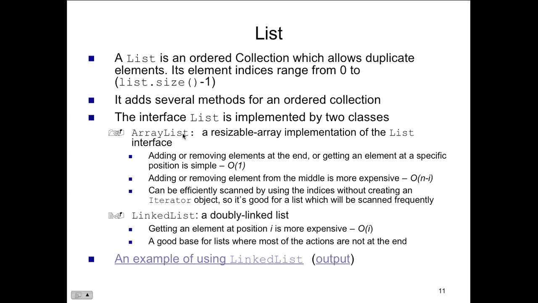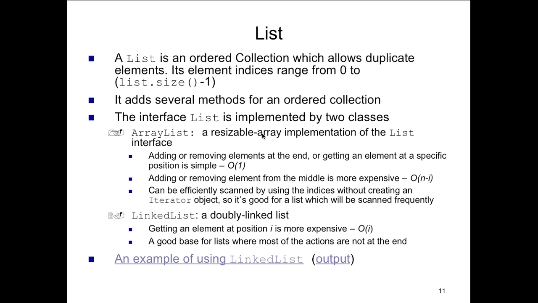ArrayList is a little simpler implementation. It's a resizable array. So when we have an ArrayList, we don't have the same problems we have with an array. An array is not resizable. I create an array of 10 items, it stays as 10 items. This one grows. So adding or removing elements at the end, or getting the elements of a specific position, actually, for the O notation, runs fairly efficiently.